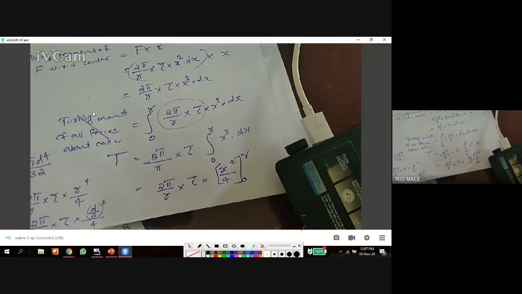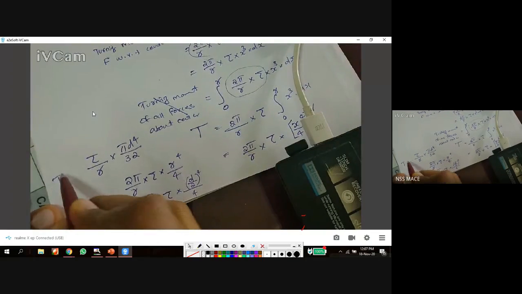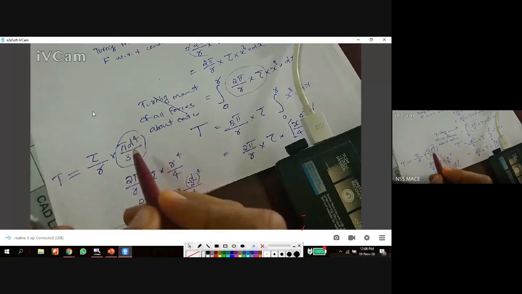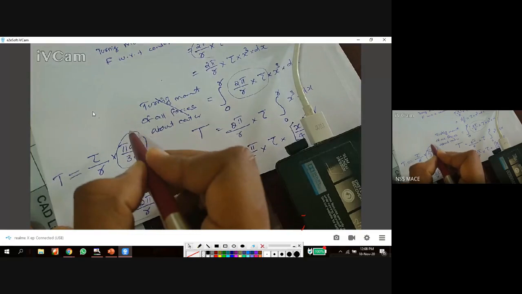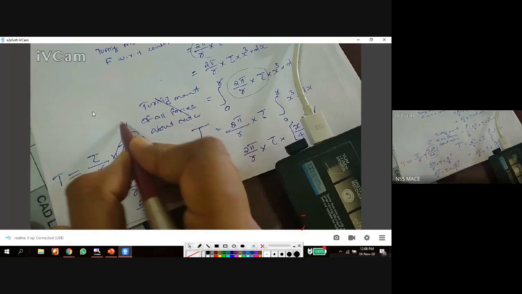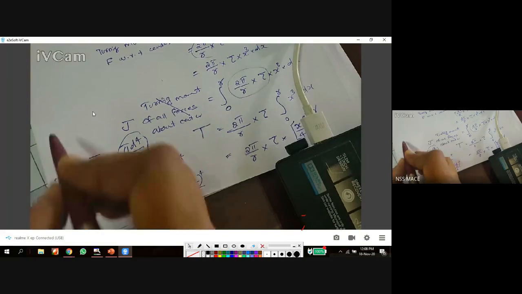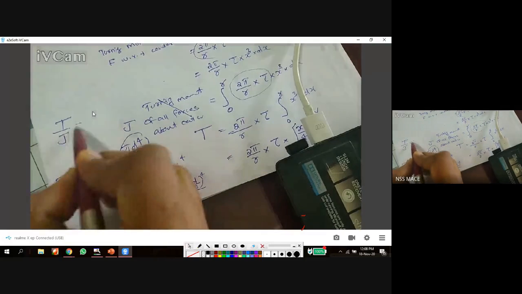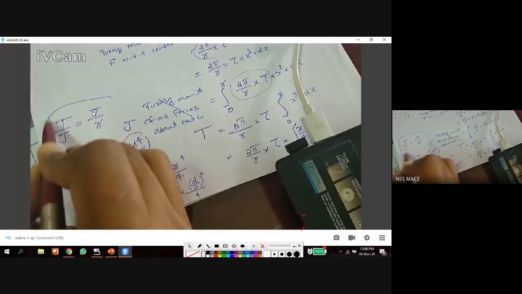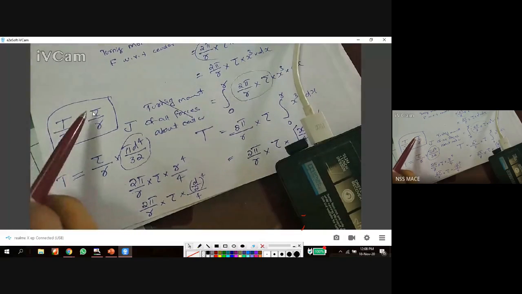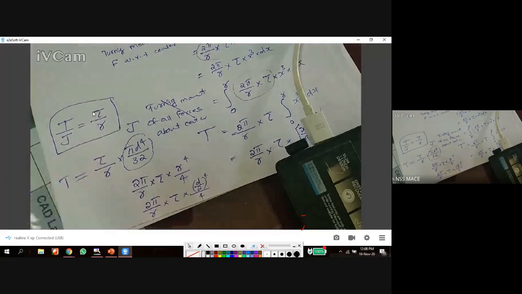Torque. So this is equal to T, T is equal to tau by r into pi d raised to 4 by 32, where pi d raised to 4 by 32 is called polar moment of inertia J. It's collectively called polar moment of inertia J. From this we got T by J is equal to tau by r. This is the second equation. T by J is equal to tau by r. So, the relationship between torque and shear stress developed across the cross section.